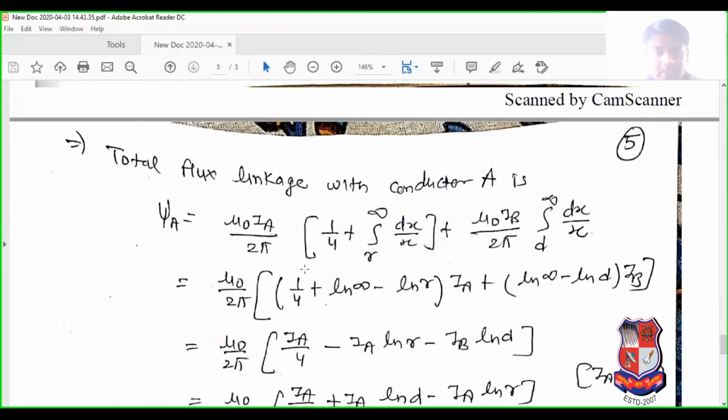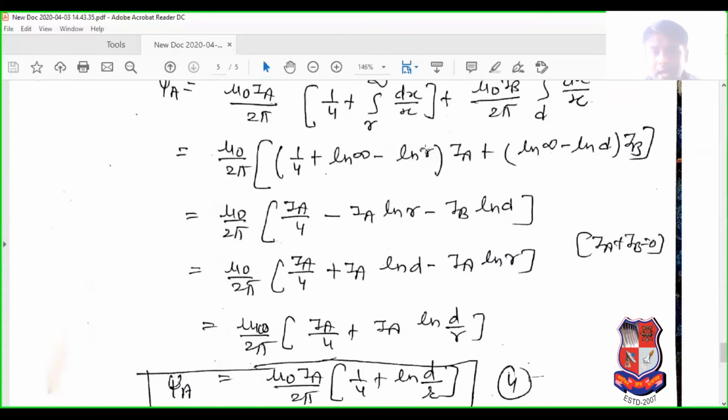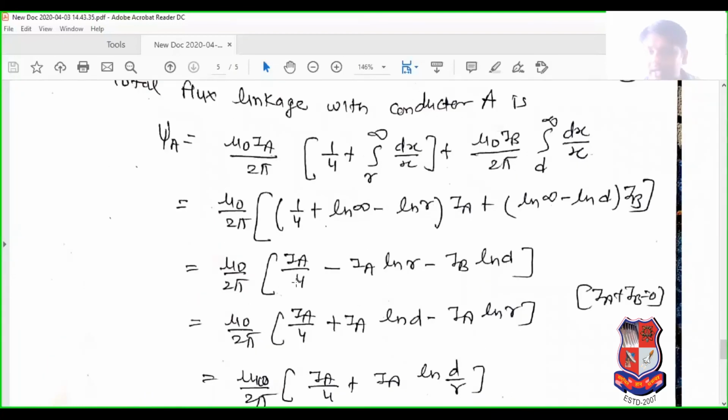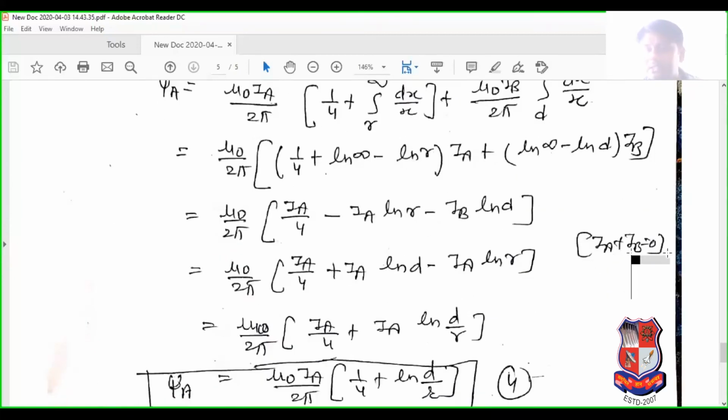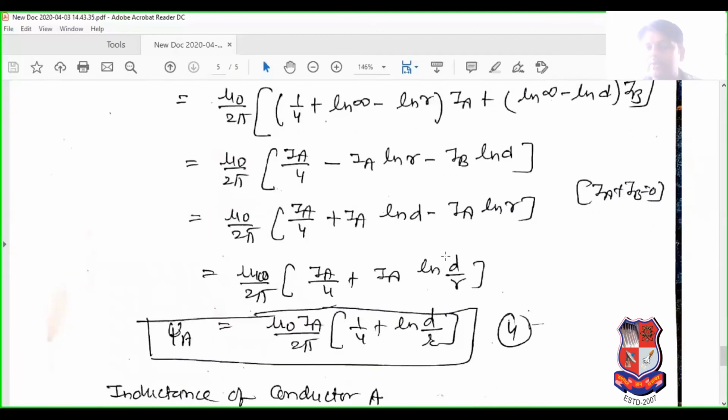So mu 0 upon 2 pi is common. So 1 by 4 IA plus integral dx by x gives ln infinity minus ln r into current IA, plus ln infinity minus ln d into current IB. The value of ln infinity terms cancel out, so we get minus IA ln r minus IB ln d. We know that IA plus IB is equal to 0, so IB is equal to minus IA. Putting IB equal to minus IA, minus minus is plus, so IA ln d minus IA ln r. IA common, ln d minus ln r is equal to ln d by r.